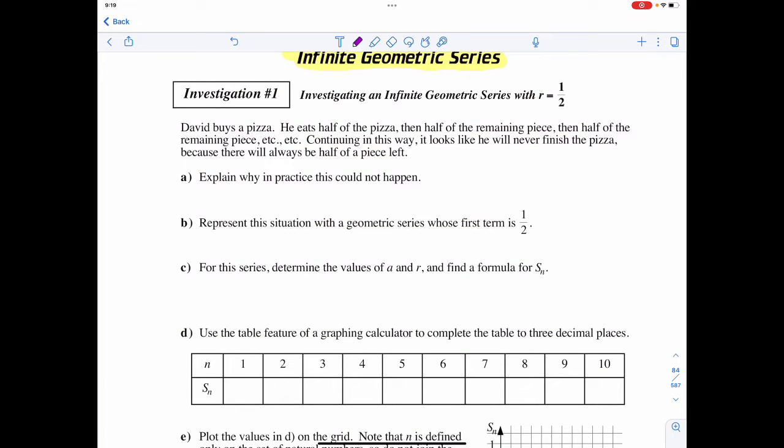He eats half the pizza, then half of the remaining piece, then half the remaining piece, going on and on and on and on. If it continues in this direction, it will look like he will never finish the pizza, because there will always be half a piece left over every single time. Why would this not be actually possible in practice? Because eventually the piece would be too small to split in half.